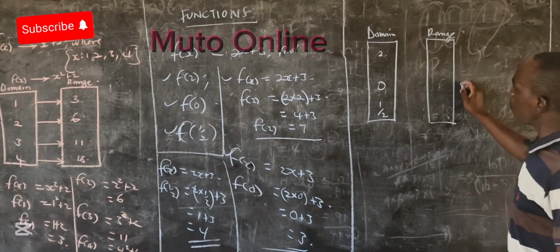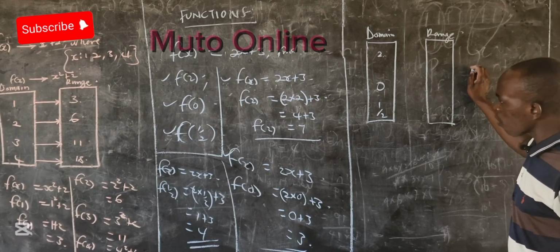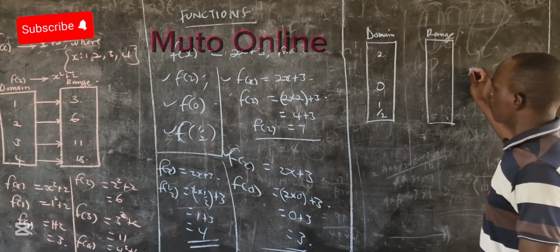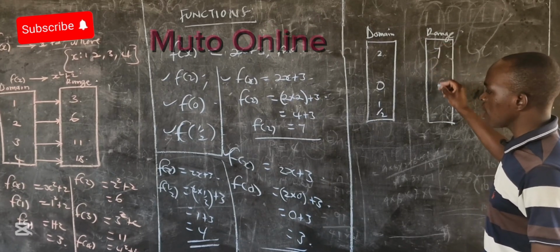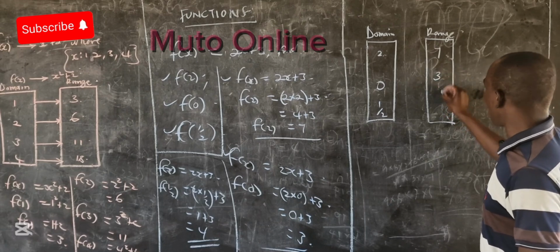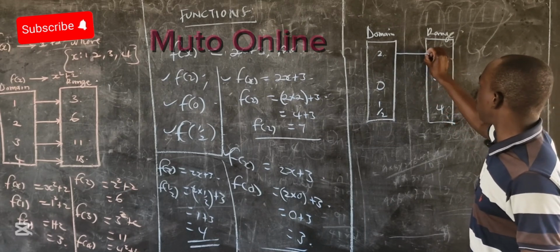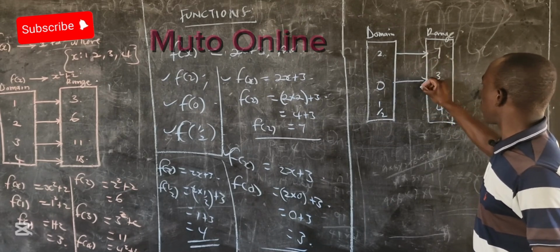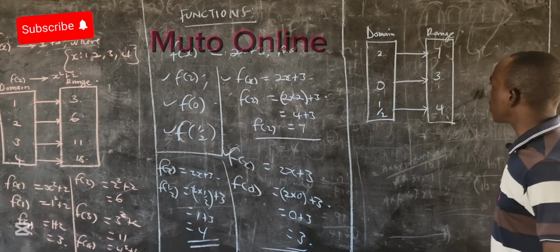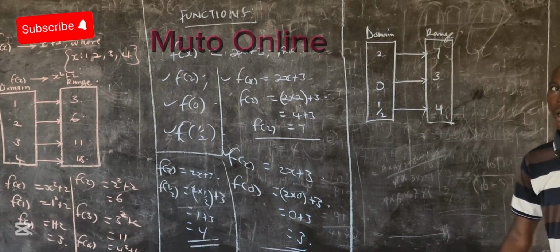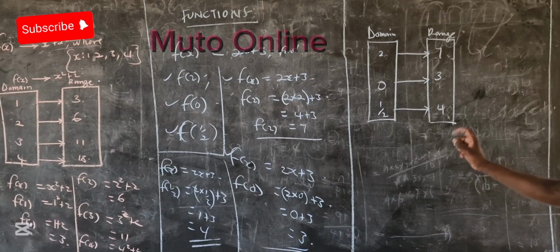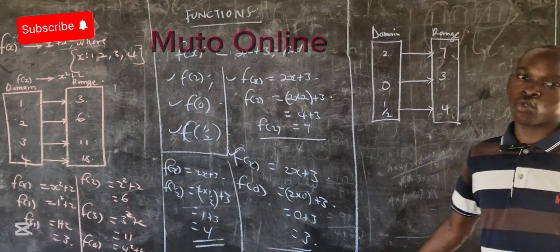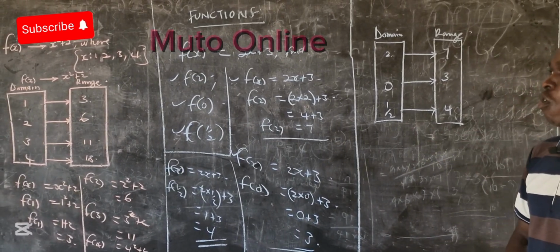So when x was 2, f of 2 was 7, and then this was a 3, and this was a 4. Then you represent them using an arrow diagram like that. So this is our arrow diagram complete, and then the type of mapping is a one-to-one type of mapping.